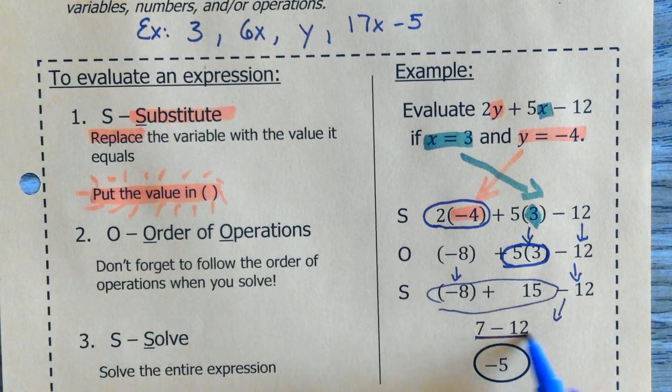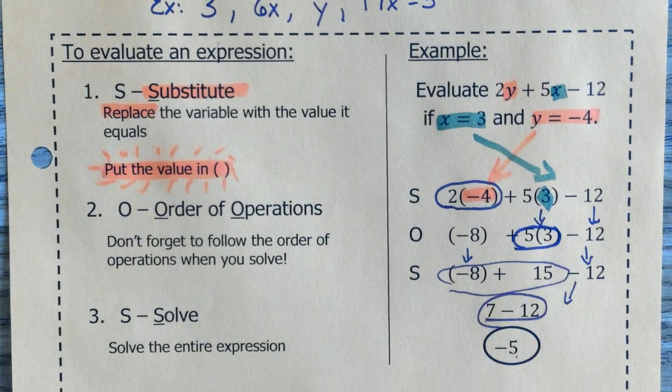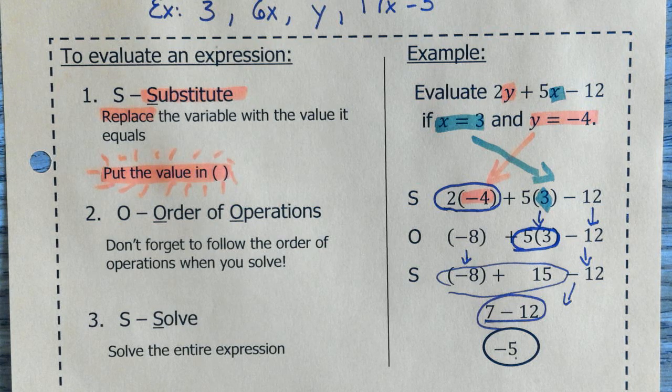Final step here, 7 minus 12 would give me that negative 5. And that's it. You're substituting and using the order of operations. Let's try one on the back.